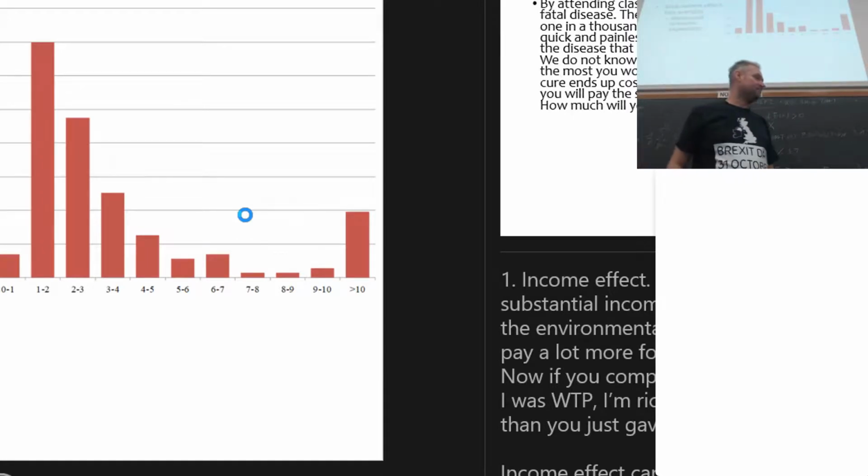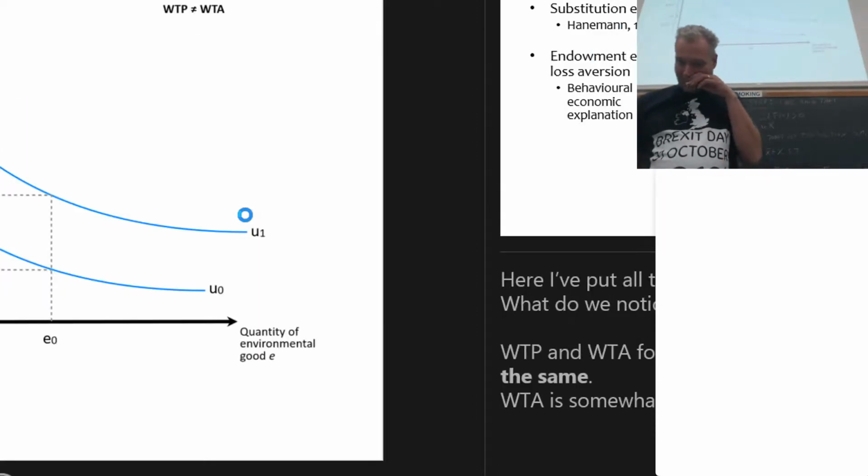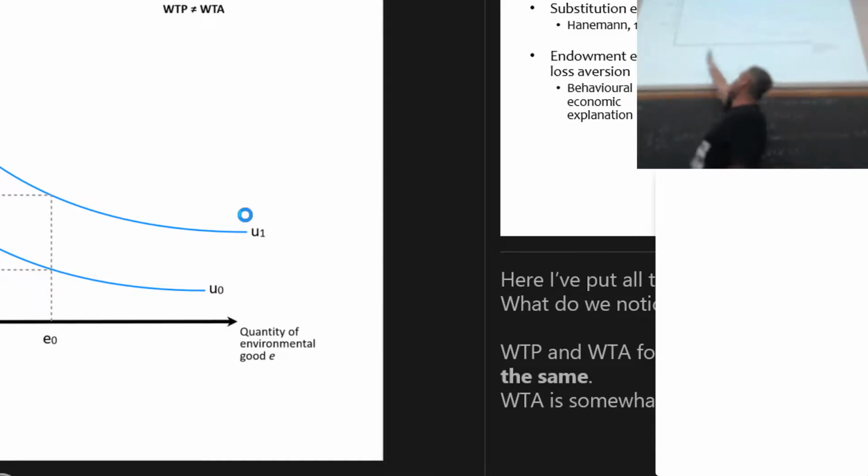Now, there's been a lot of attention to willingness to pay versus willingness to accept compensation. And if you just look at this particular graph, we move between two situations. On the environmental axis, we move between two different income scenarios. You may think it should not differ very much, right?